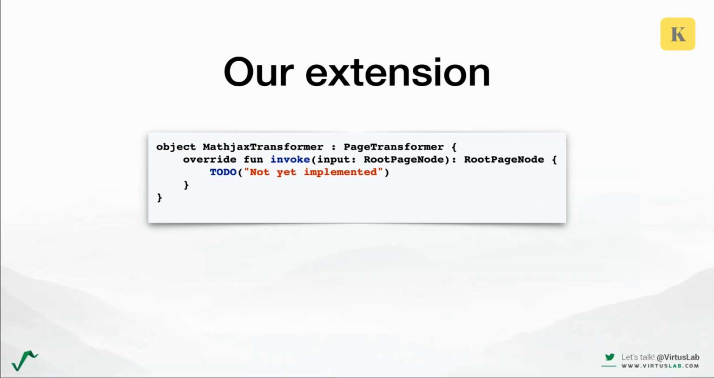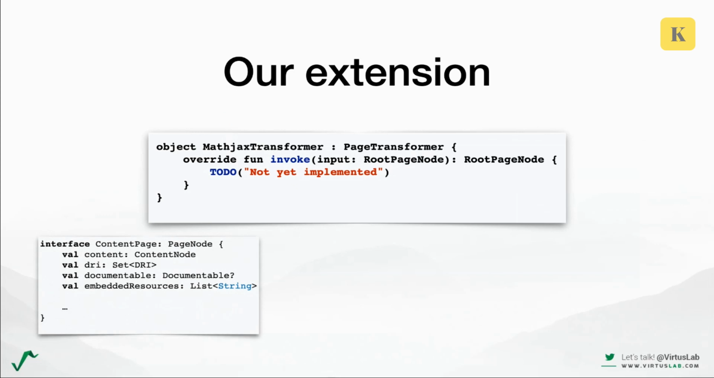Root page nodes are, as the name suggests, the root of a tree-like page structure, so they can be thought of as passing entire trees of pages. Okay, so let us take a quick look at ContentPage. This is the most basic interface for pages that is implemented by every package, module, class, function, property, etc. And it has two interesting properties for us. The first one is documentable.